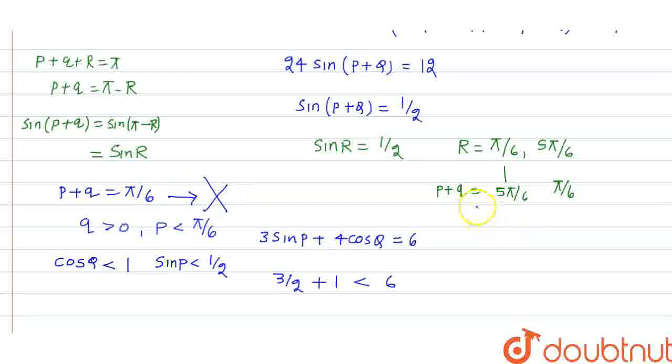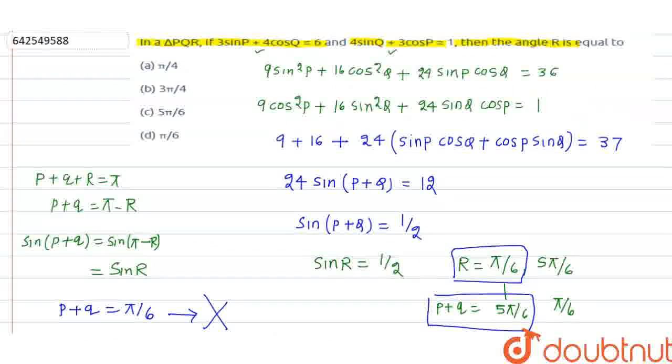So what we have is P plus Q is 5 pi by 6 and R is equal to pi by 6. So according to this, our correct option is option D.